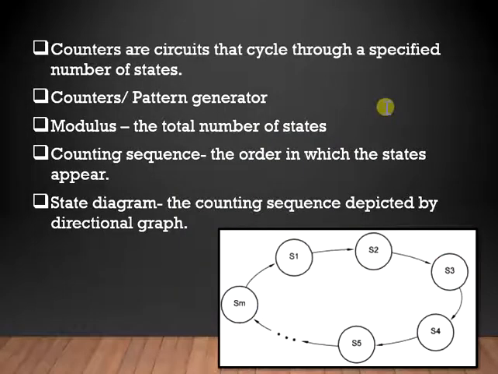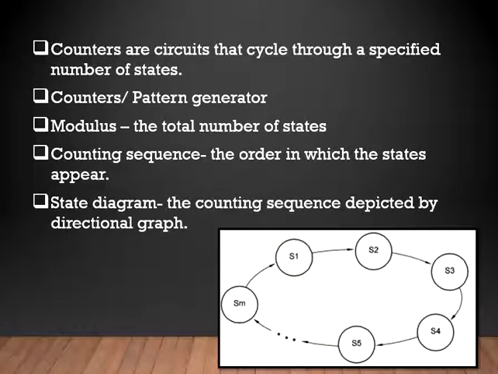The total number of states in a counter is called its modulus, and if a counter has m distinct states, then it is called a modulus m counter or mod m counter. The order in which the states appear is referred to as its counting sequence. So you can see S1 goes to S2, S3, S4, S5 up till Sm, and this counting repeats itself. So this is the order in which the states appear, or this is the counting sequence.